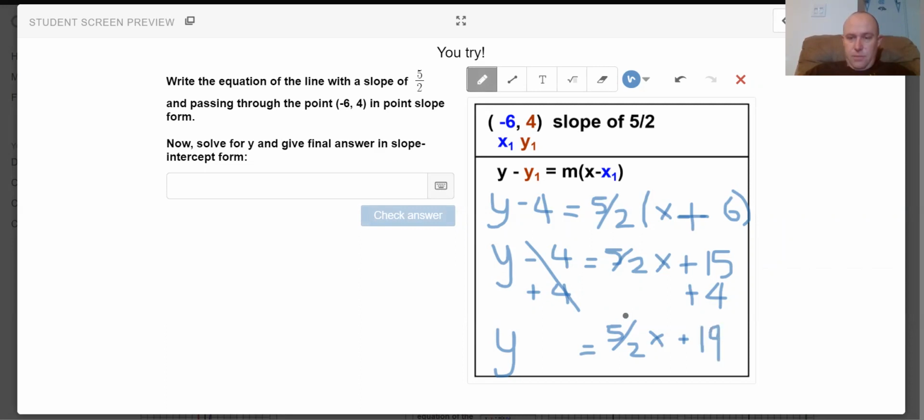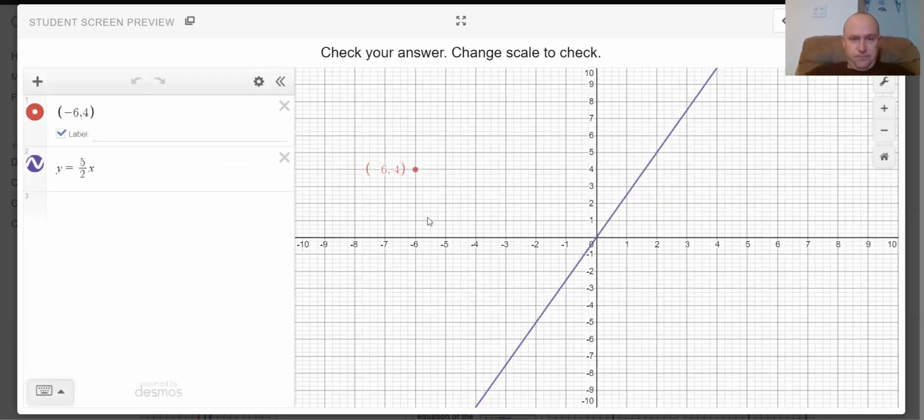Once again, notice that the number in front of the x is 5 over 2, not surprisingly, because it says we have a slope of 5 over 2. Sometimes that's an easy way to get rid of multiple choice answers if you're checking this.